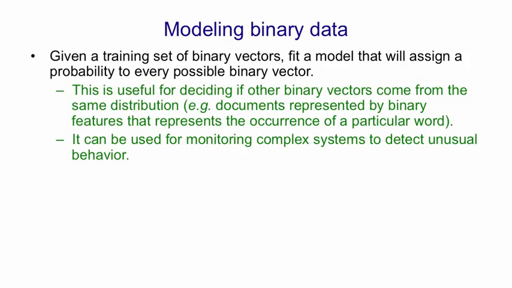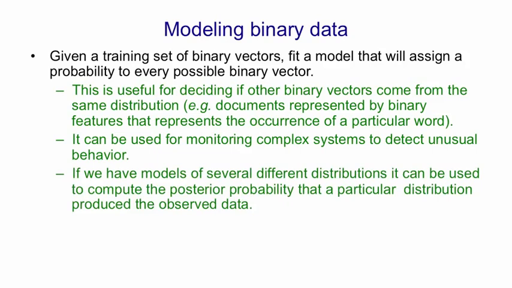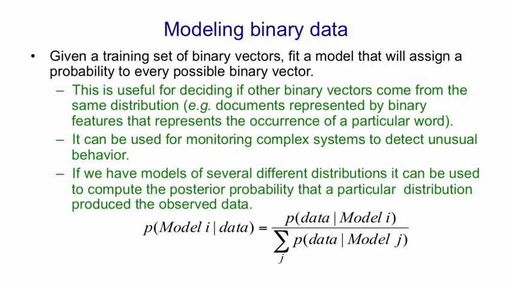You'd rather be able to detect that it's going into such a state without ever having seen such a state before. And you could do that by building a model of what the normal states look like, and then noticing that this state is different from the normal states. If you have models of several different distributions, you can compute the posterior probability that a particular distribution produced the observed data by using Bayes' theorem. So given the observed data, the probability it came from model i, under the assumption that it came from one of your models, is the probability that model i would have produced that data divided by the same quantity for all models.